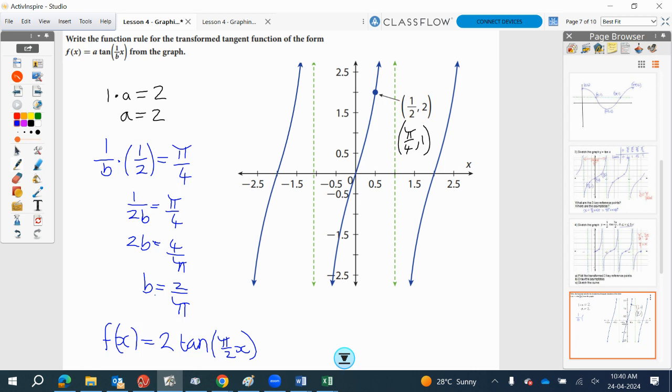You can see it's going to work. When I put a half in here, which is the x value at this point, I'll get pi over 4. And pi over 4 will generate a 1. I'll times it by 2, which will make it a 2. So when I put a half into this function, I will get 2 out.